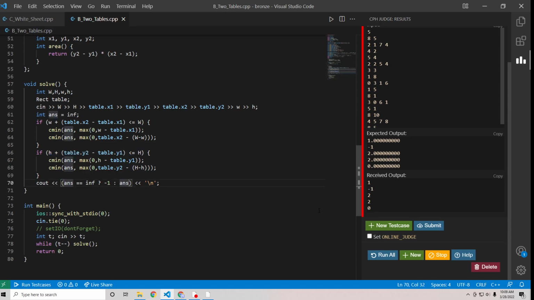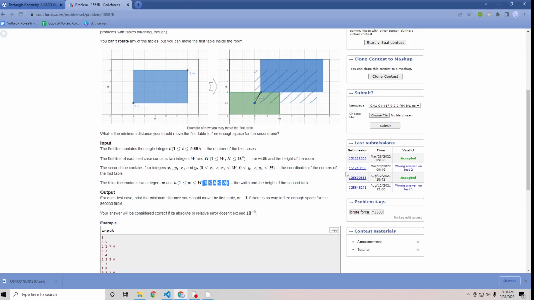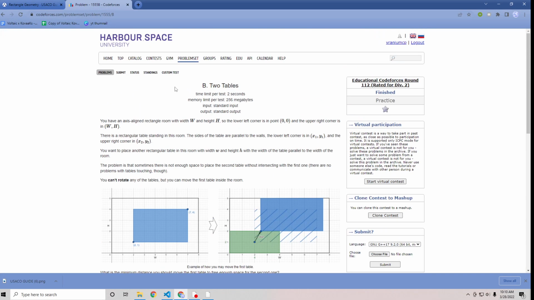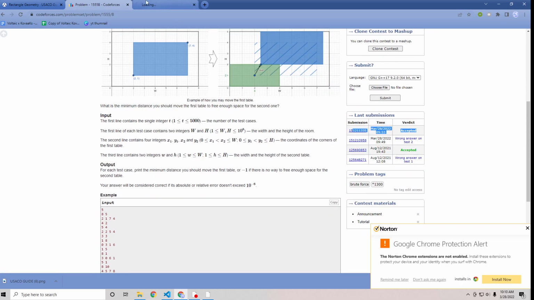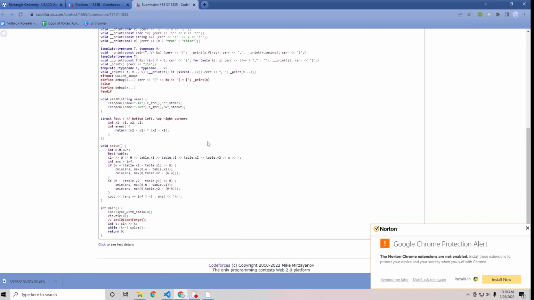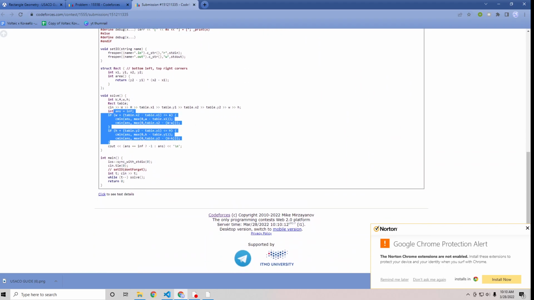And yeah, this works. But as shown, it's accepted with the exact same code. So voila.